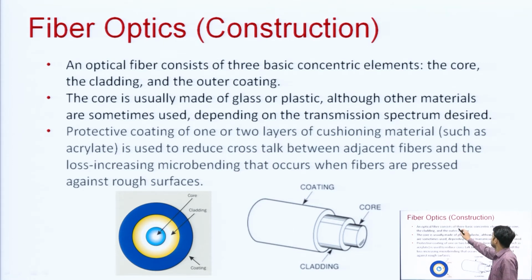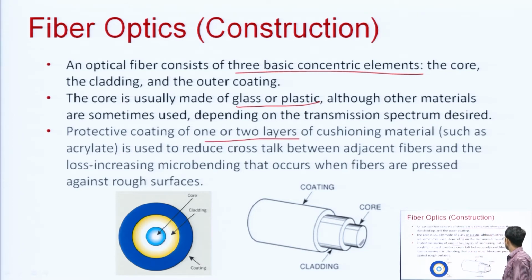An optical fiber consists of three basic concentric elements: the core, the cladding and the outer coating. The core is usually made of glass or plastic, although other materials are sometimes used depending on the transmission spectrum required. Depending upon the wavelength of light that we have to transmit through the optical fiber, we choose different materials. Protective coating can be one or two layers of cushioning material such as acrylate. Cushioning material is used to reduce crosstalk between adjacent fibers.